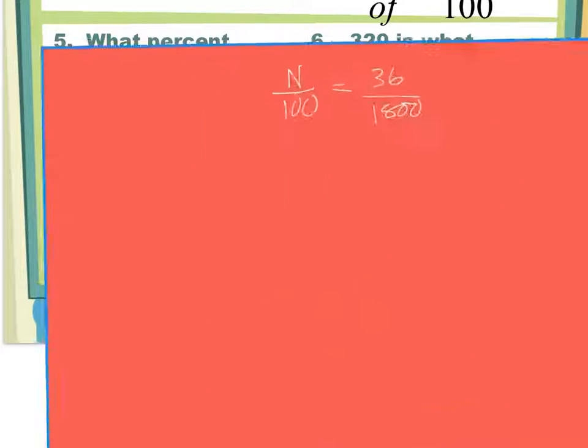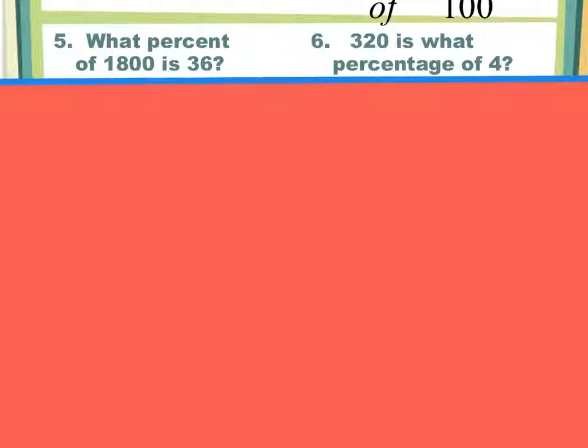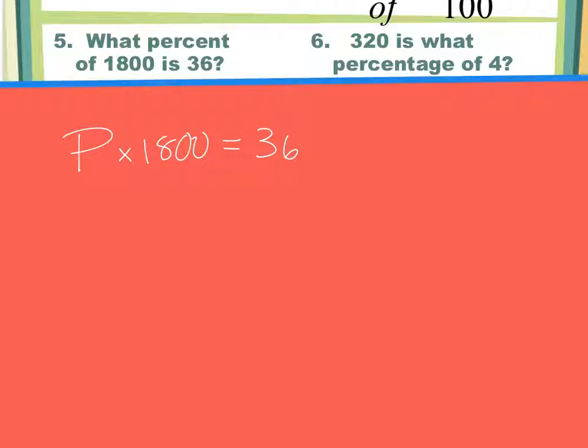If, however, I wrote it as an equation, how would I write it as an equation? What percent? P equals, what percent of 1800 times 1800 equals, is 36? Write it algebraically. 1800 times P is the same thing as 1800P. Is 36. And then you divide by 1800.